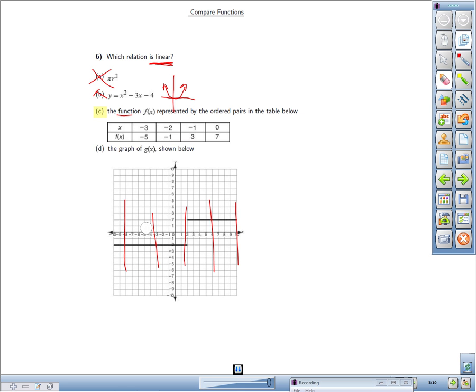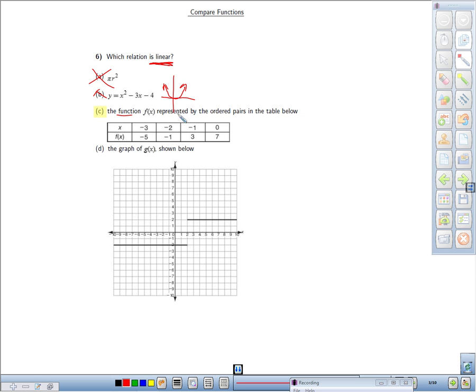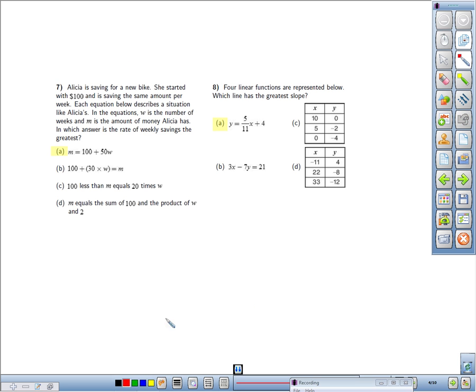But here's the problem. In order for a graph to be linear, it has to be continuous, one continual line. And notice we have a break here. So while this is a function, it's not linear. So we don't want this one. C is our option. When we graph the points, they did form that nice straight line. All right, let's move on.